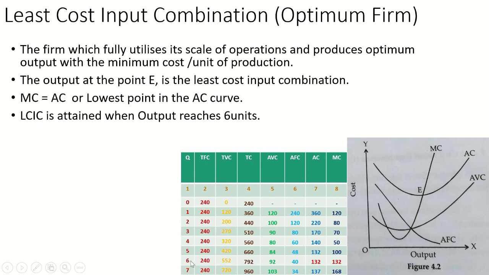Here in the tabular representation, we can see that both the AC and MC are at 132, and it is when the firm is producing the sixth output. Okay, so at the sixth output, we attain the least cost input combination.